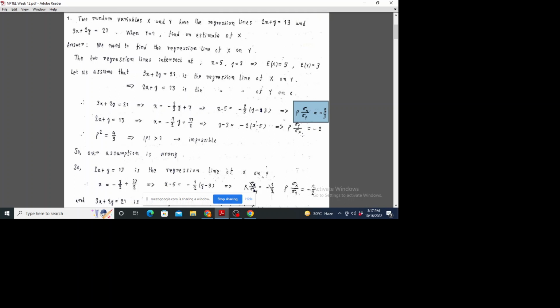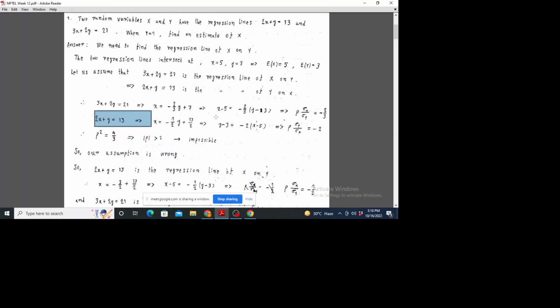So this is one thing, and the second thing is the second line. Under our assumption, the second line will be the regression line of y on x, and those lines have the general form like this: y minus expectation value of y equals the regression coefficient byx multiplied by x minus expectation value of x. So that is the general form. We have to express the equation in that form.